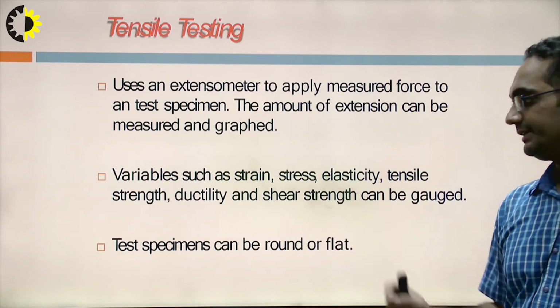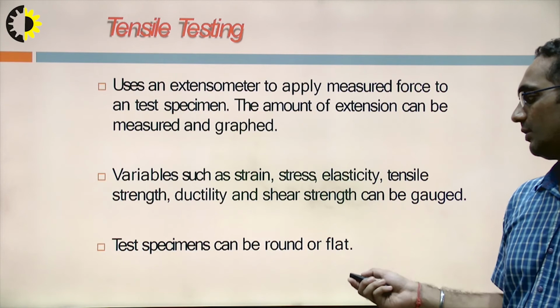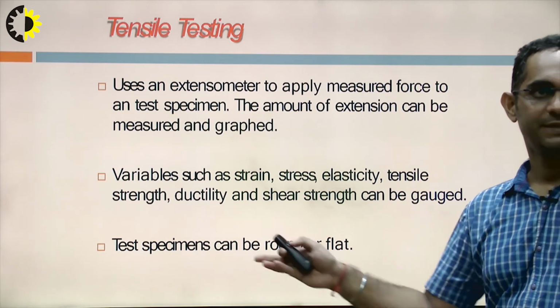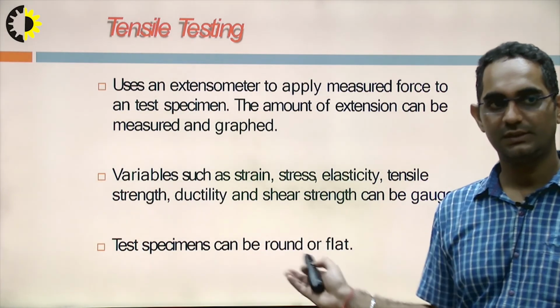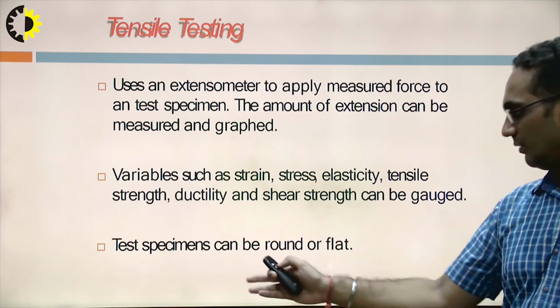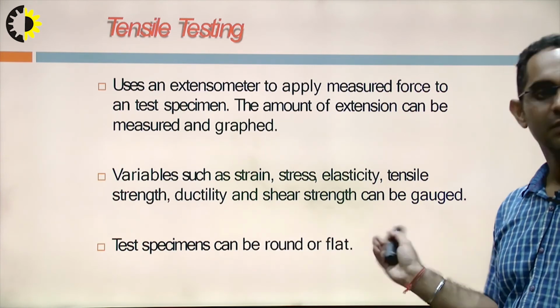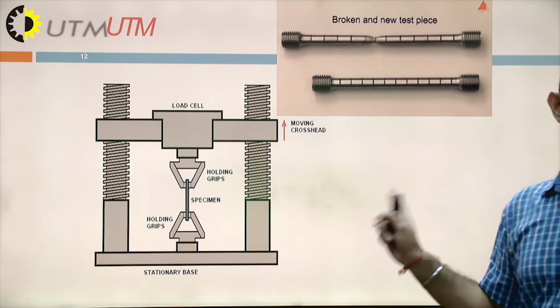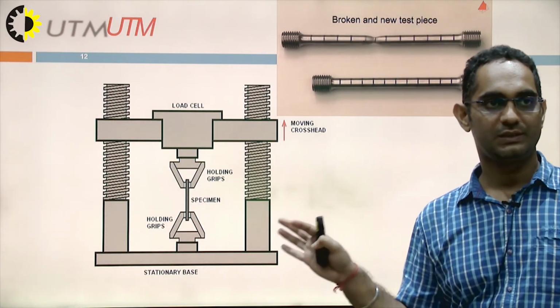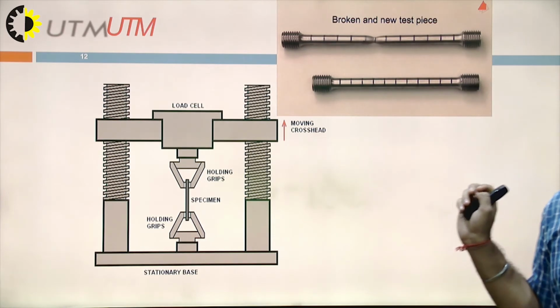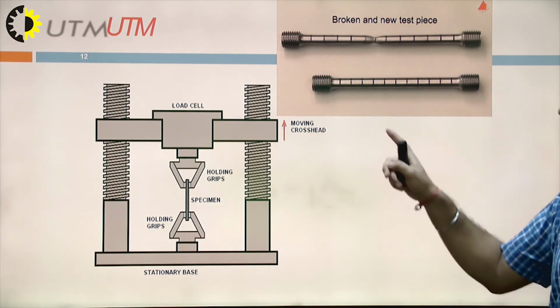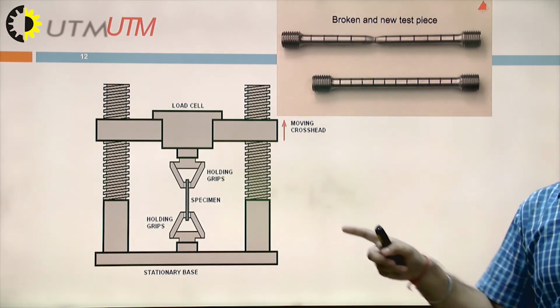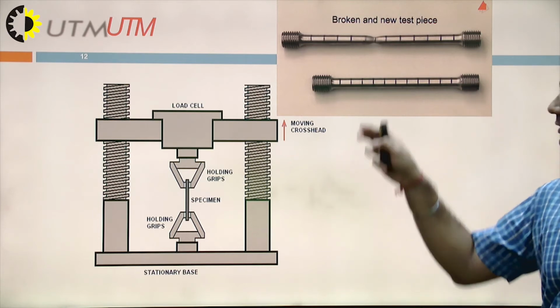Next, the tensile test specimens which are used can be round or flat. Then next is the UTM machine. The UTM machine is the universal testing machine. This is the UTM machine.